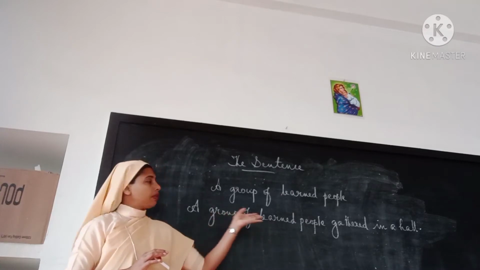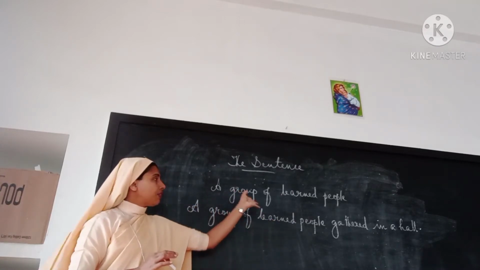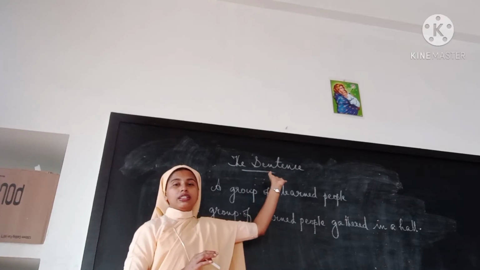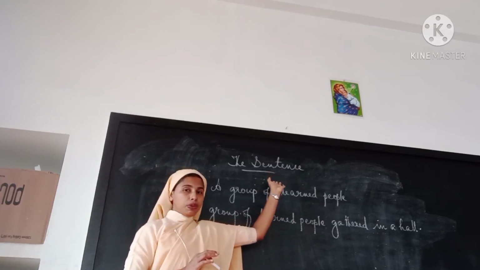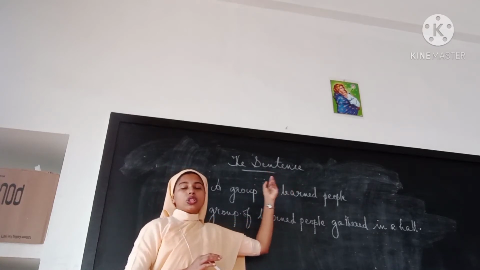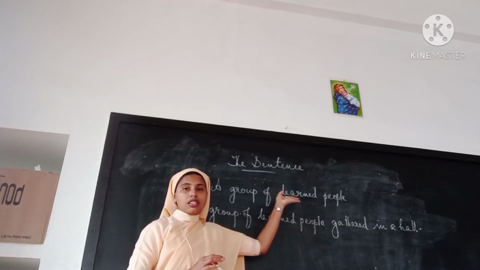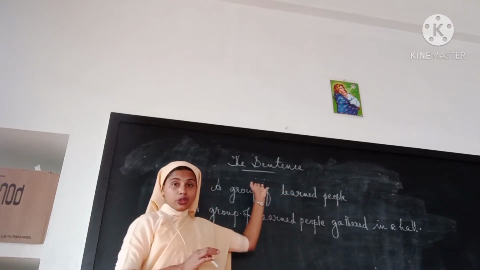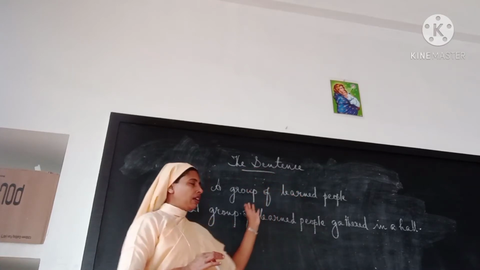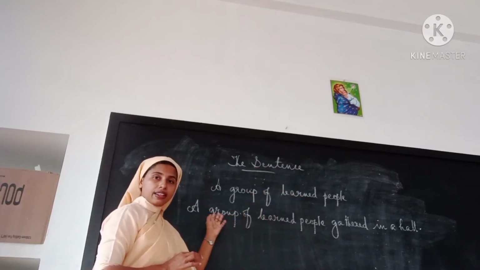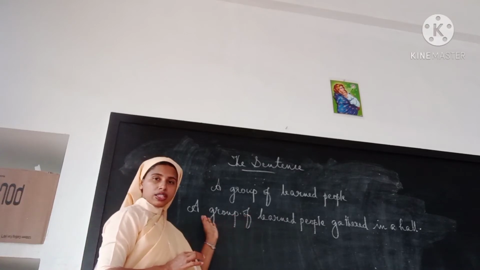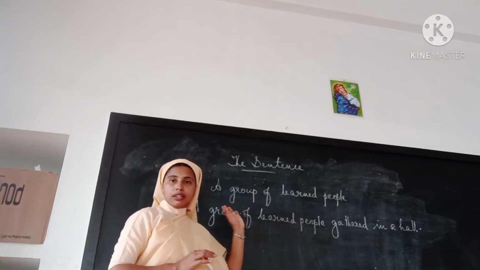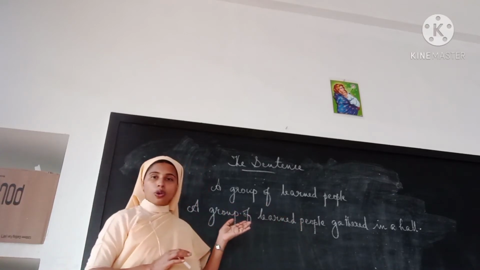So what is the predicate in this sentence? The first part, I told you, even though it is a group of words, won't constitute a sentence because there is no verb or predicate in that group of words. While in the second group of words, a group of learned people gathered in a hall.